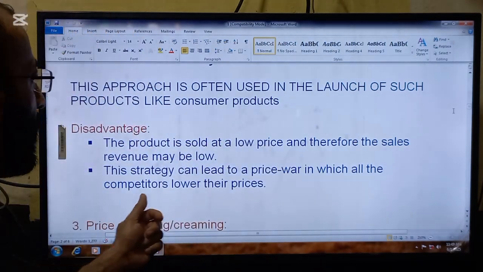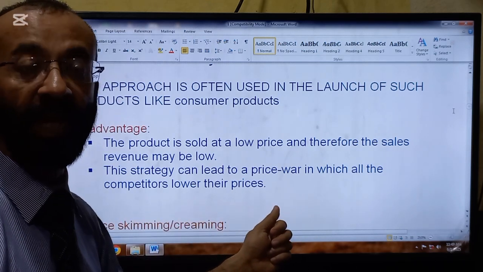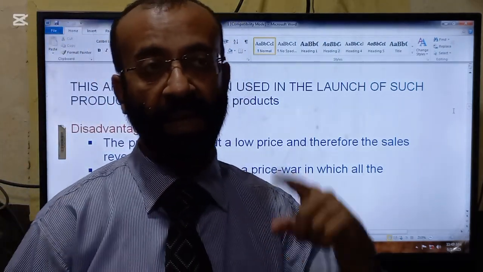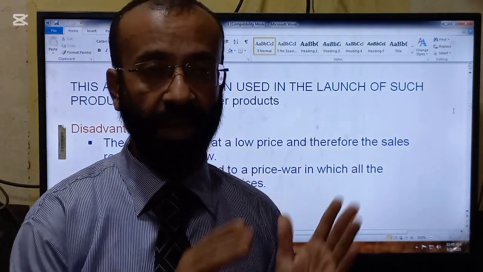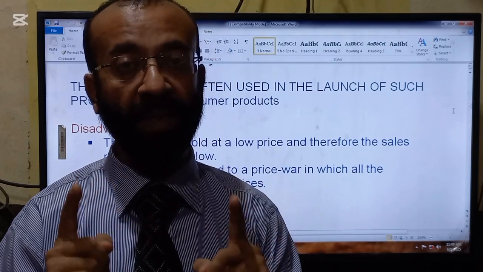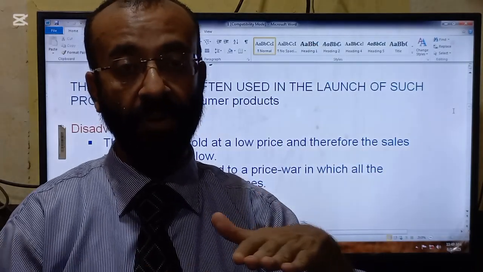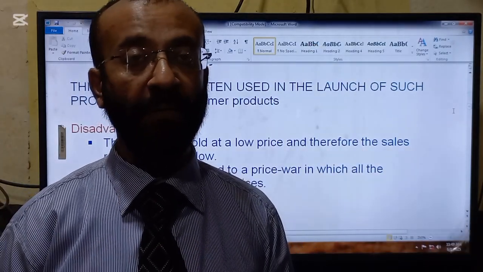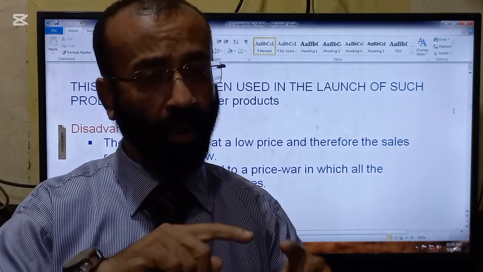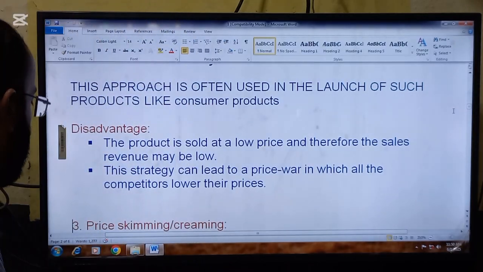Number two, this strategy can lead to a price war in which all the competitors lower their prices. There is a fear that if you are selling the products at lower prices and the competitors see that their customers are going to you, a price war will be started and competitors will also lower their prices. So on the whole, there will be a lower price in the market for a particular product and all the businesses will suffer a loss. So this is the disadvantage.